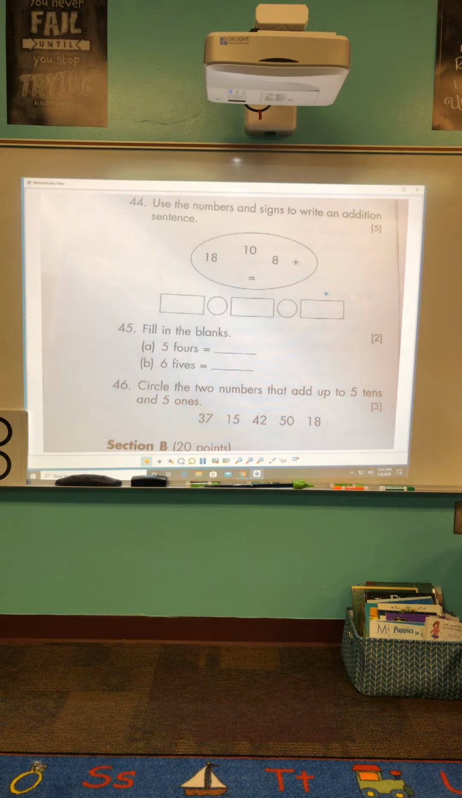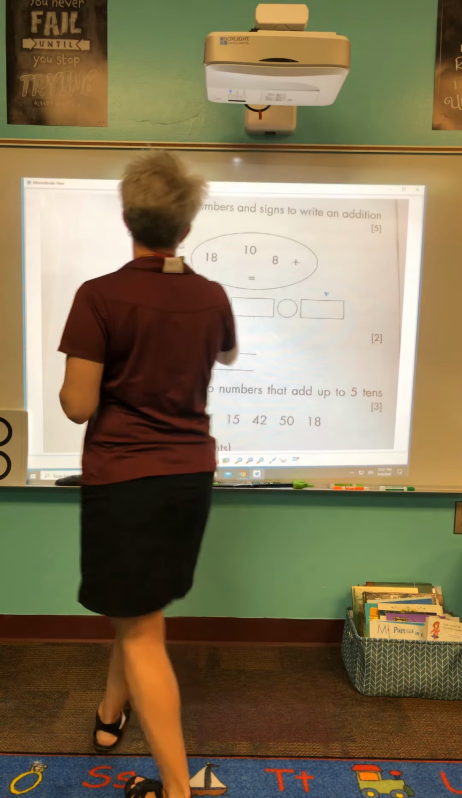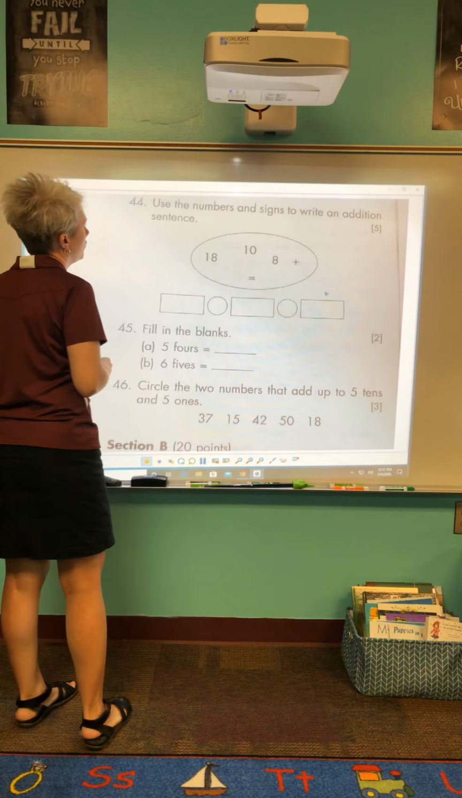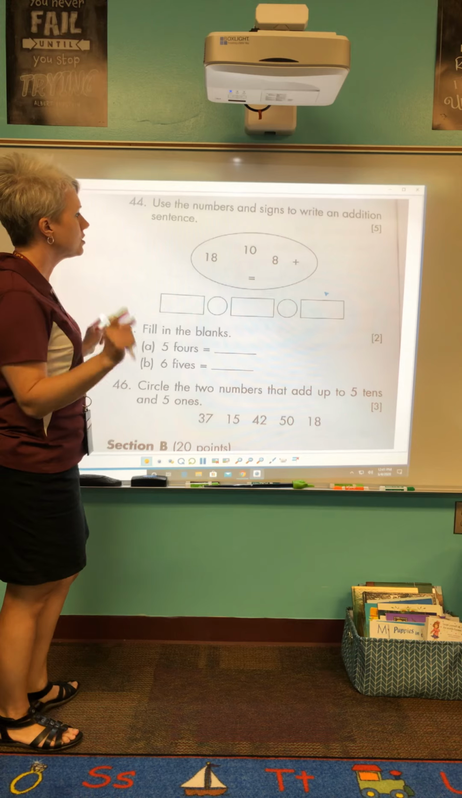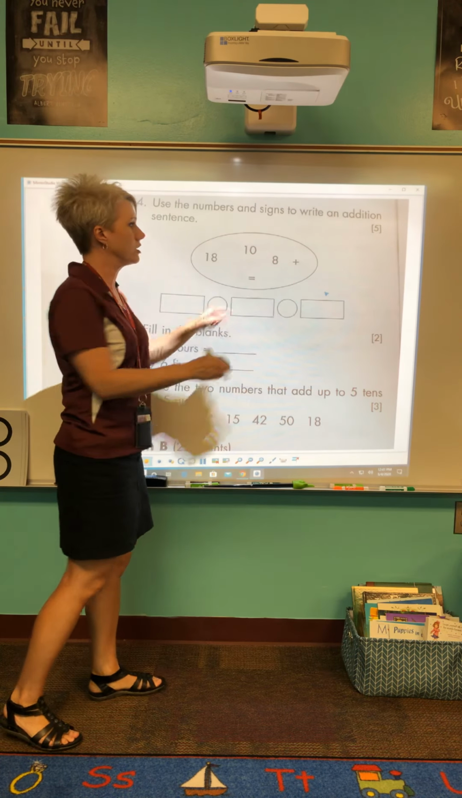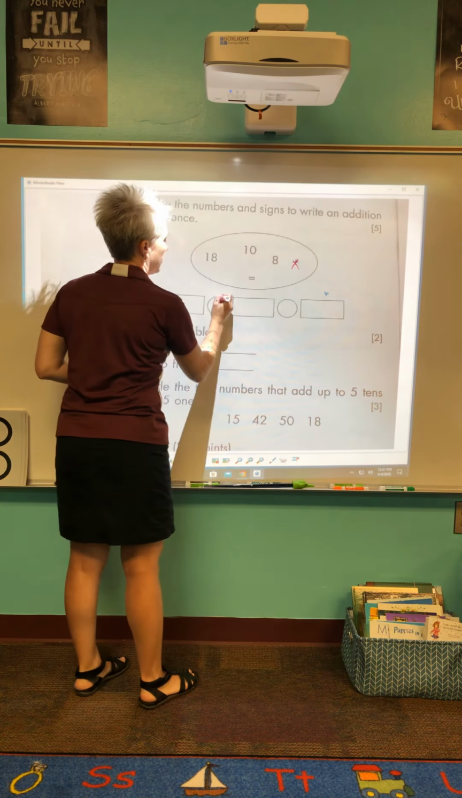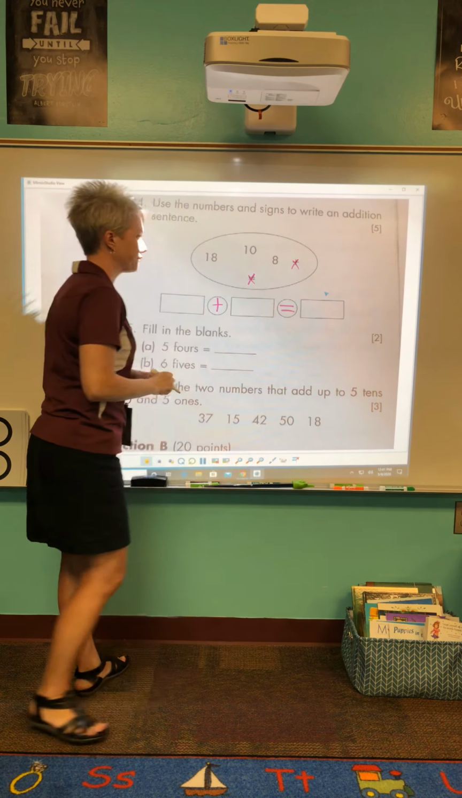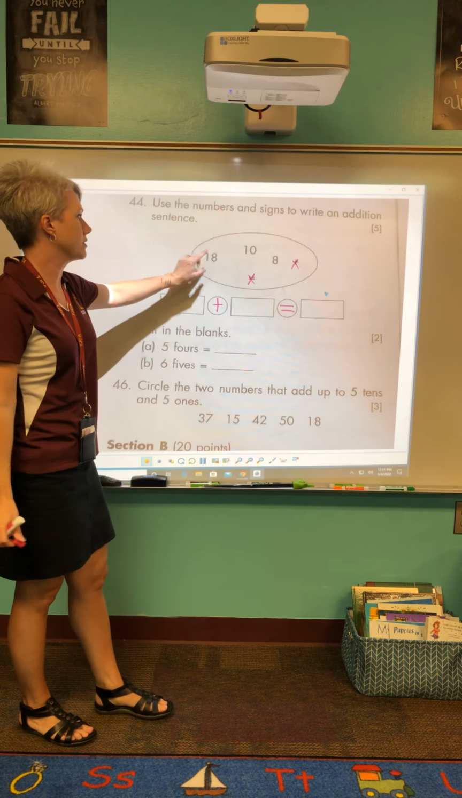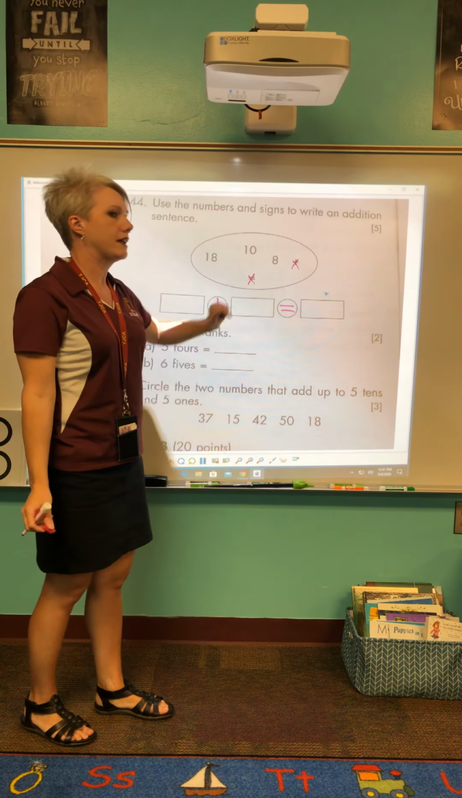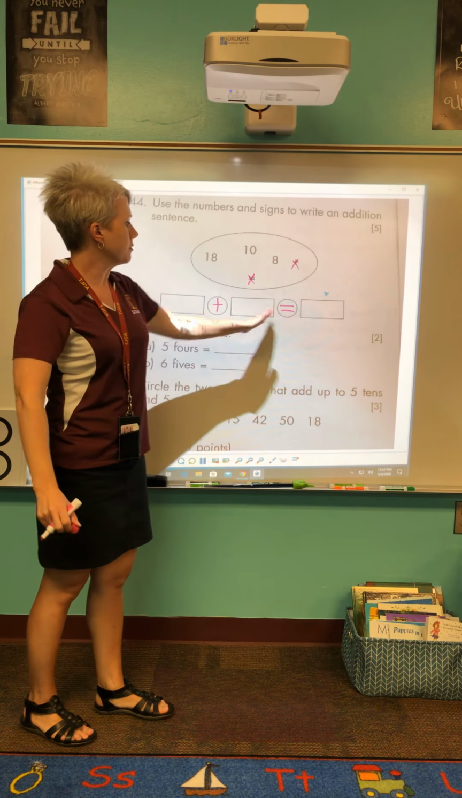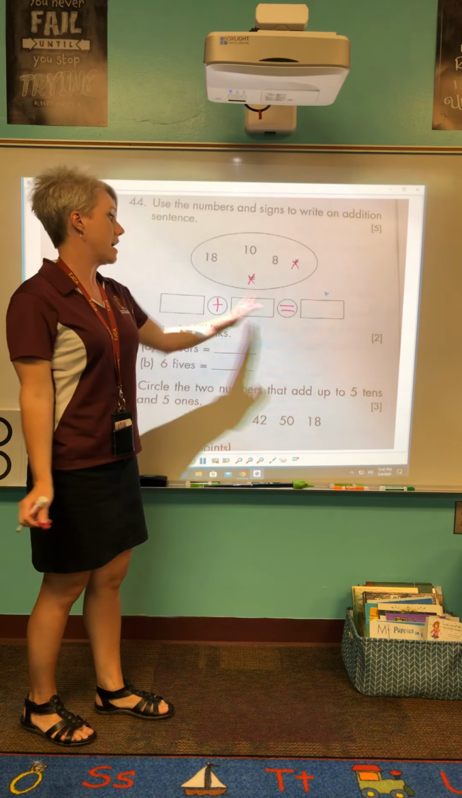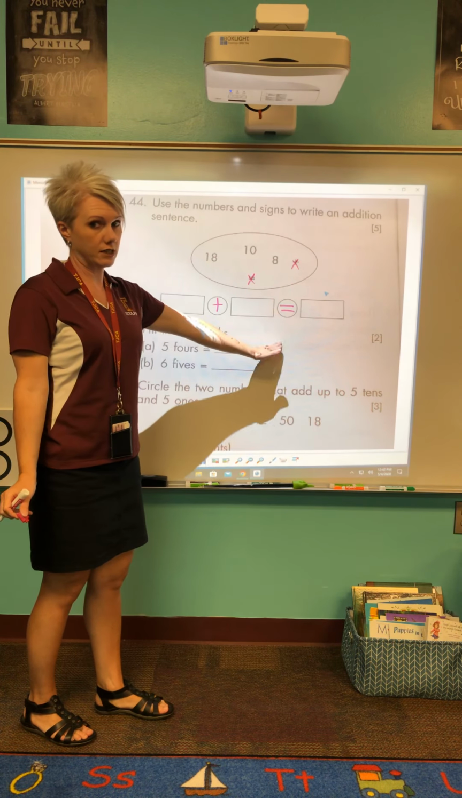All right. Use the numbers and signs to write an addition sentence. So we know we have an addition, so we're going to put that there. We know we need an equal, so that goes there. These are our three numbers, 18, 10, and 8. I need you to plug the numbers into the correct spot to make that a correct addition sentence, okay?